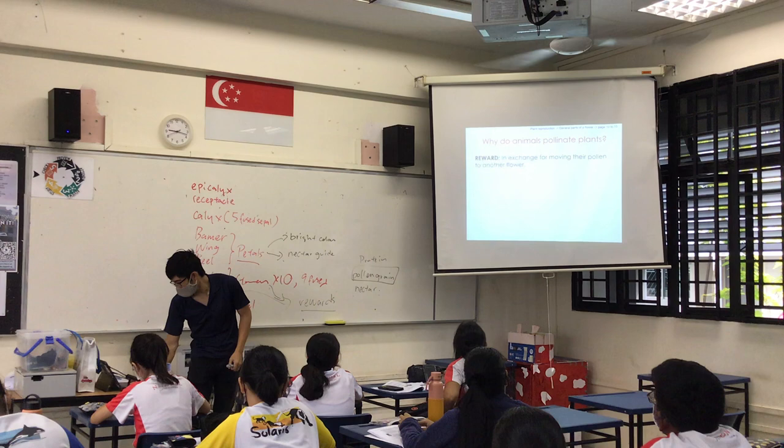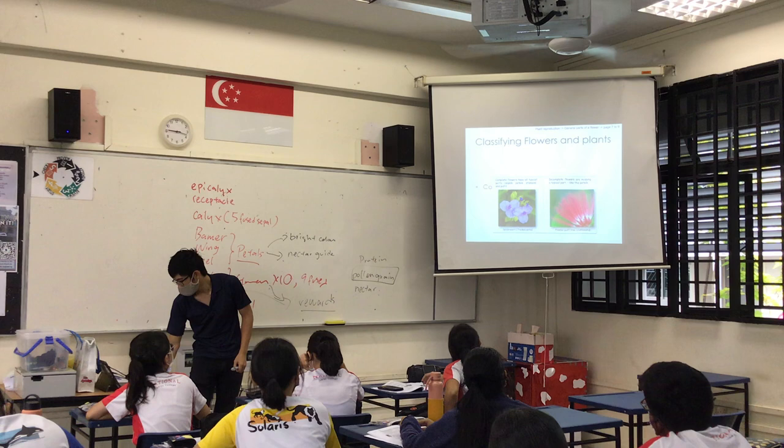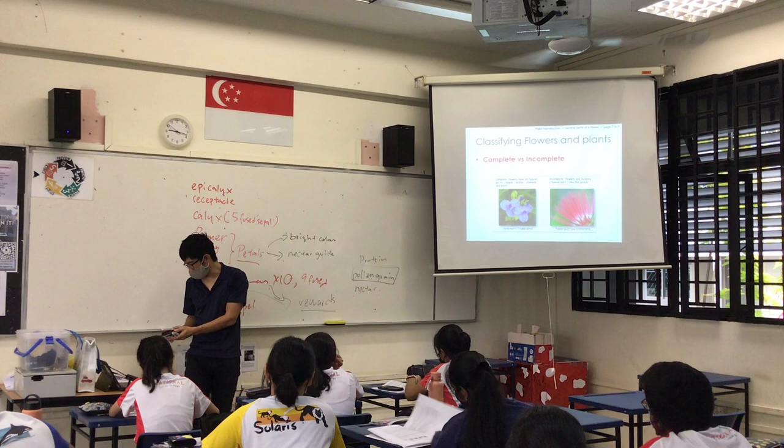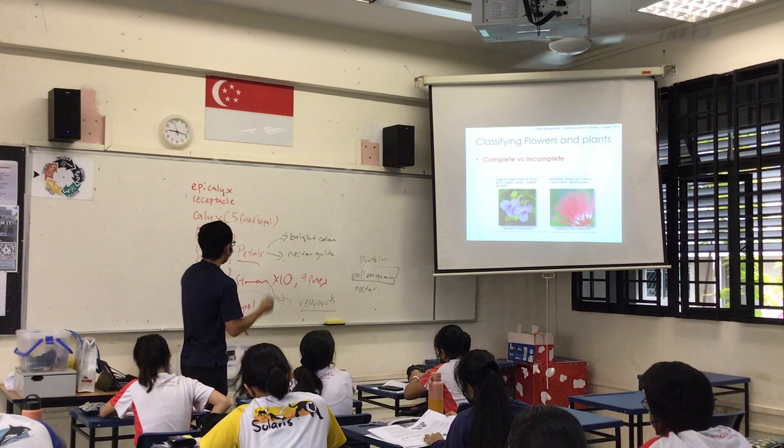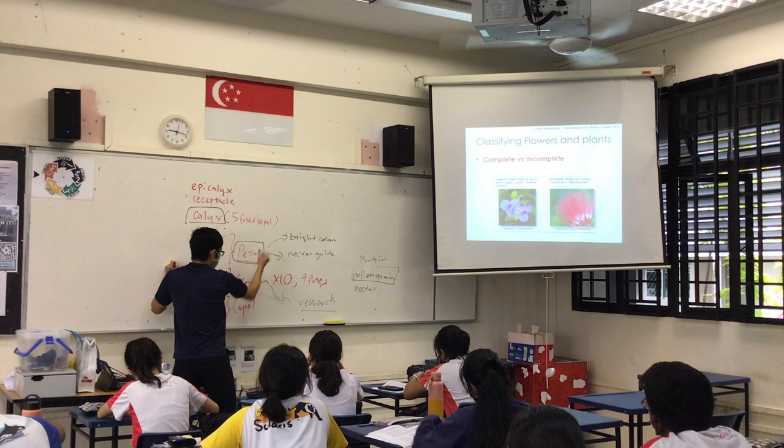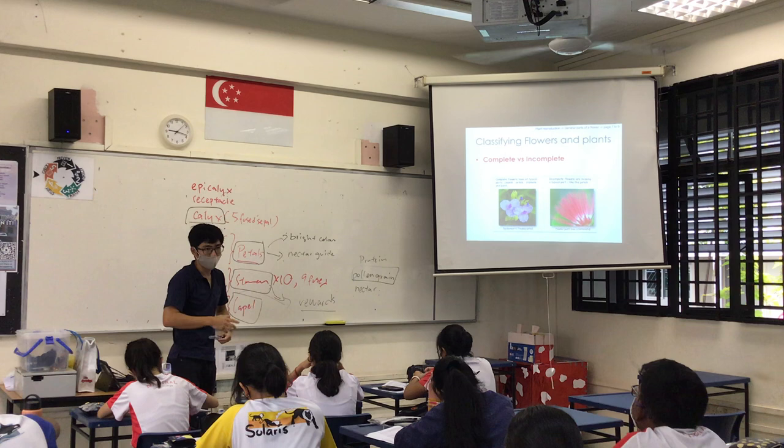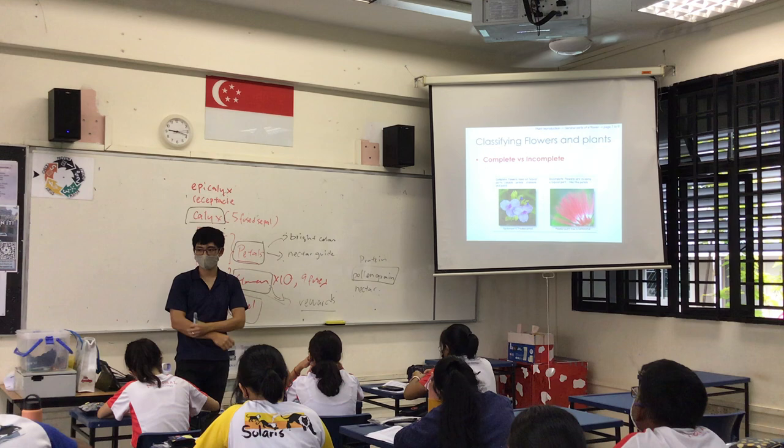Okay, now I'm going to introduce some terms to you about flowers. First term, complete versus incomplete. What is a complete flower? What is an incomplete flower? A complete flower is one that has all parts. What do I mean by all parts? It comes with a calyx, petals, stamen, the male part, and carpel, the female part. Is your flower a complete or incomplete flower? Complete, right? Okay, so this is how we use the terms.